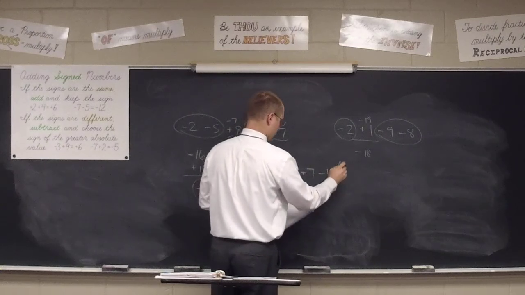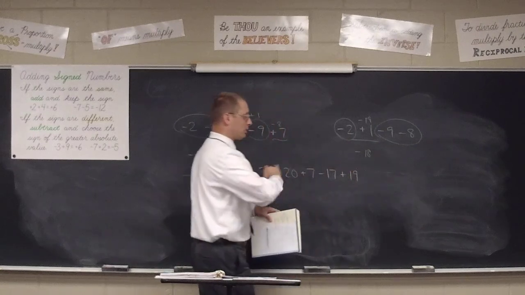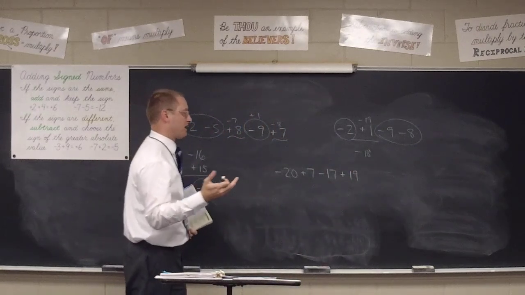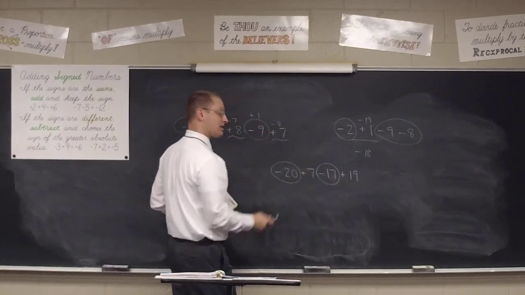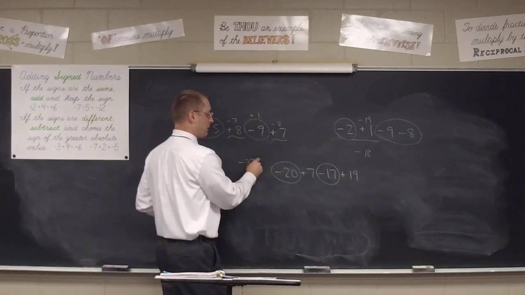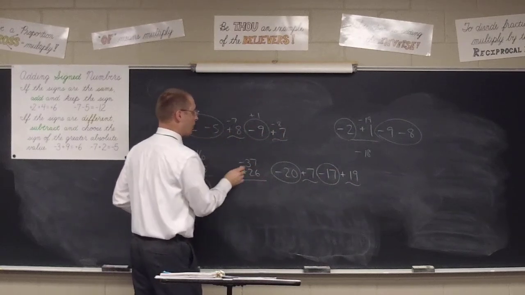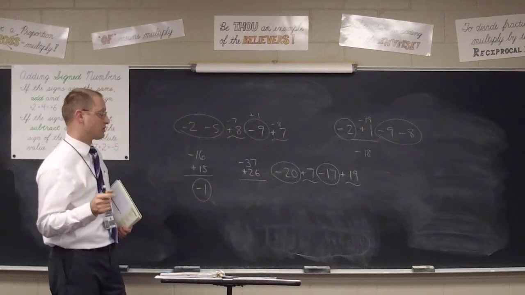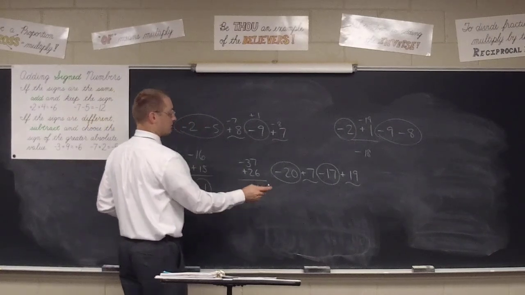Negative 17. And positive 19. There we go. I literally write down all the different numbers we have present because it's assumed addition. And here, let's get all of our negatives together first, class. Negative 37. And let's get all of our positives together. Positive 26. And now only one time do we have to subtract, keep the sign of the greater absolute value. Negative 11.